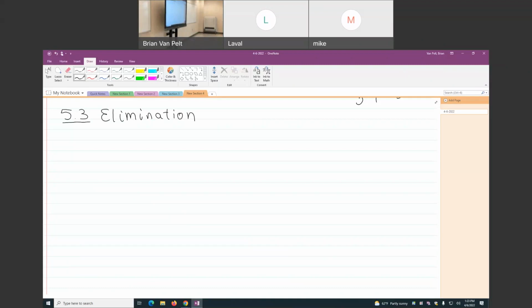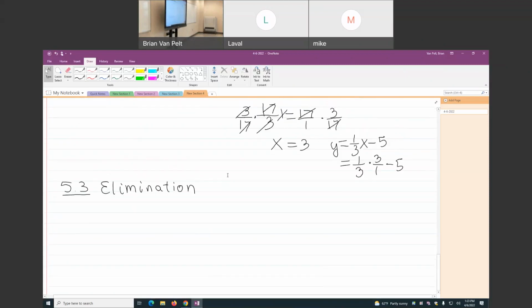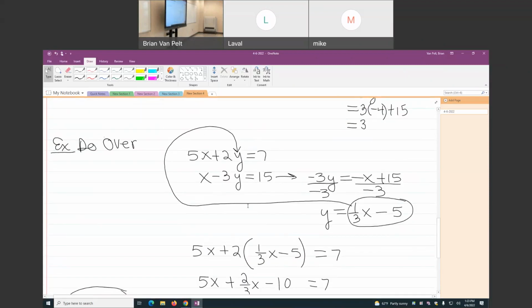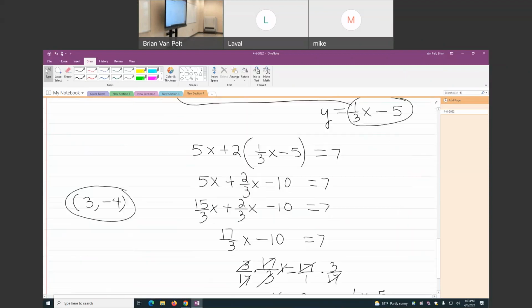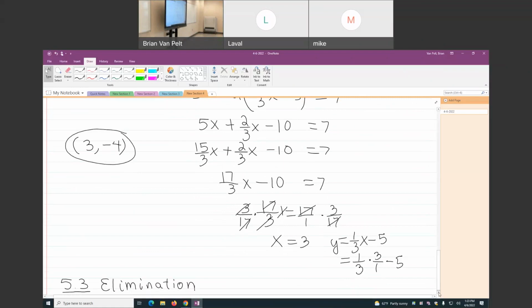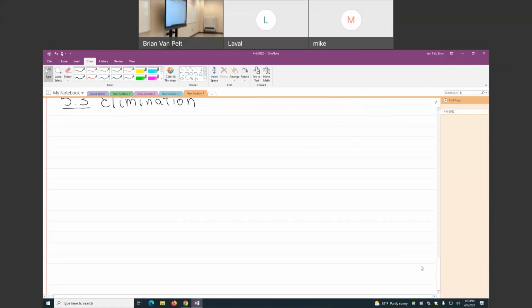Let me see what the problem is that we just had, because I want to grab it again. 5x plus 2y equals 7. I think it was x minus 3y equals 15.